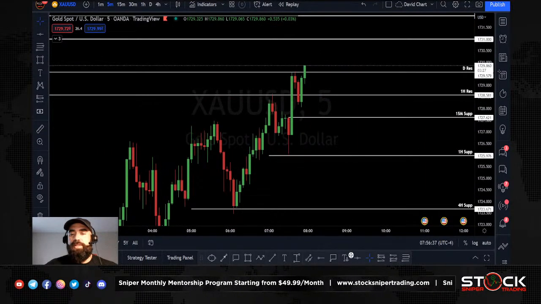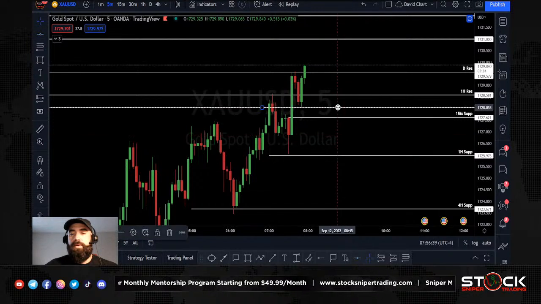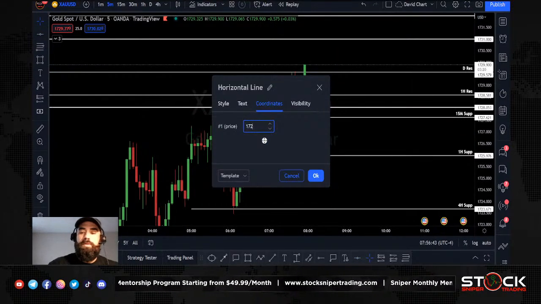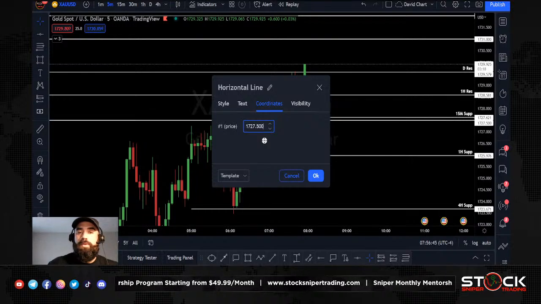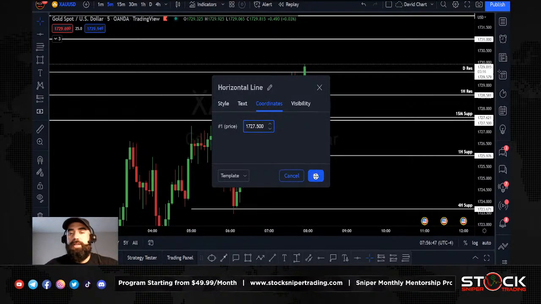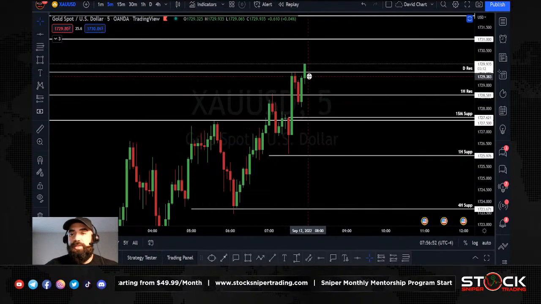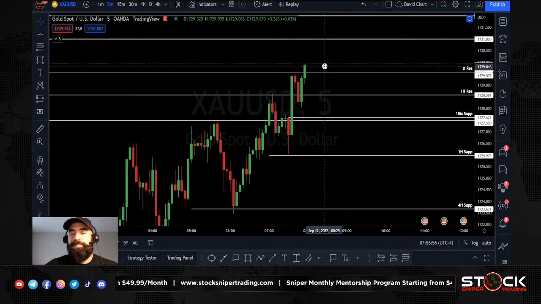let's look at 1727.50, right in around there. It's a nice key level, right near our 15-minute support. So you can see here, still pushing up, guys, tapping that 1730.